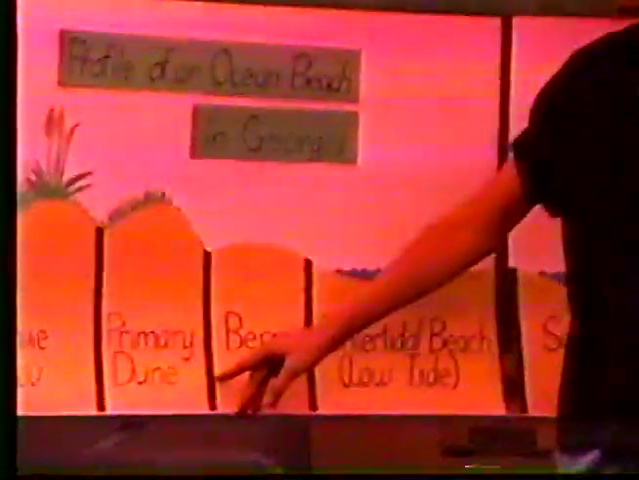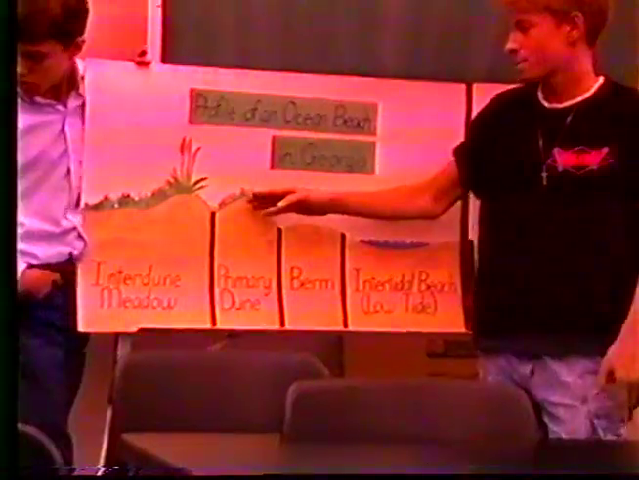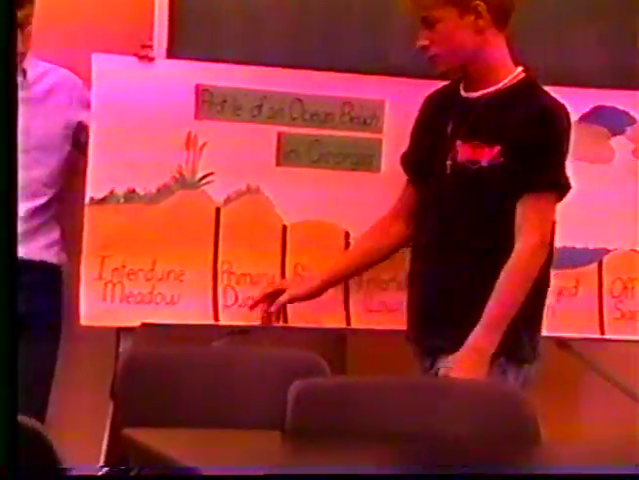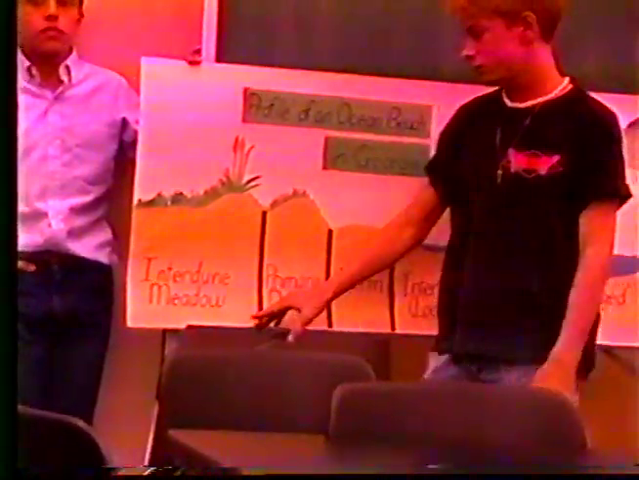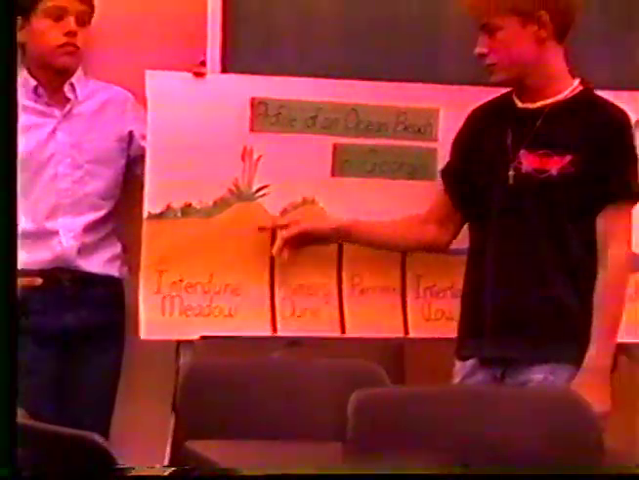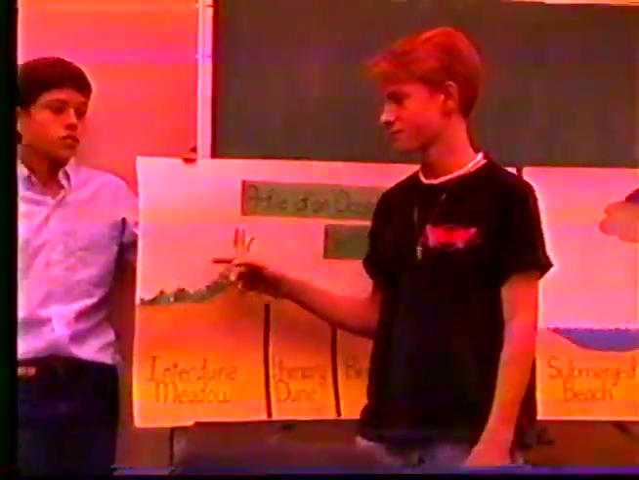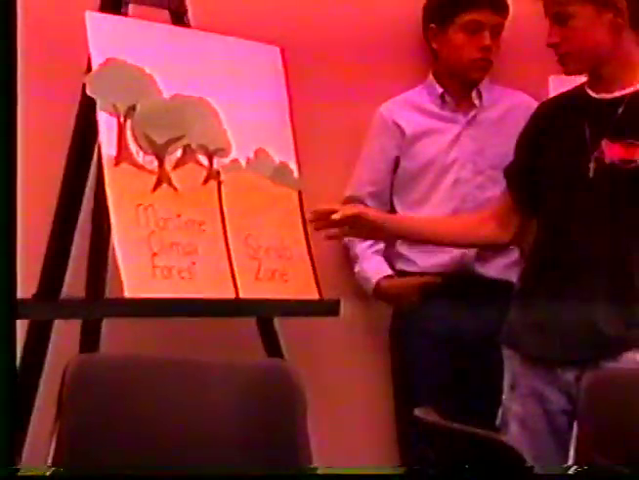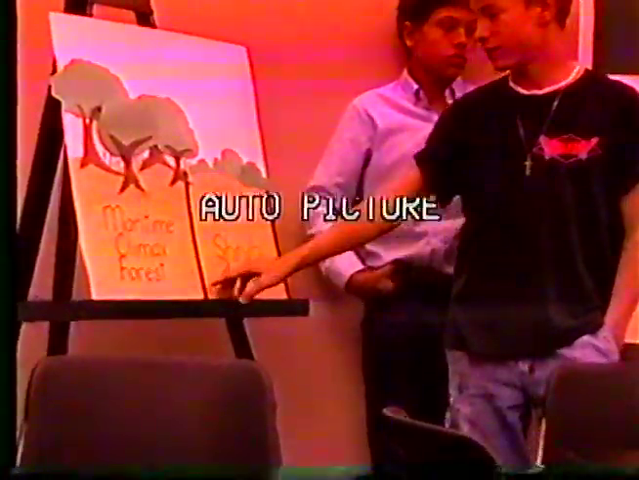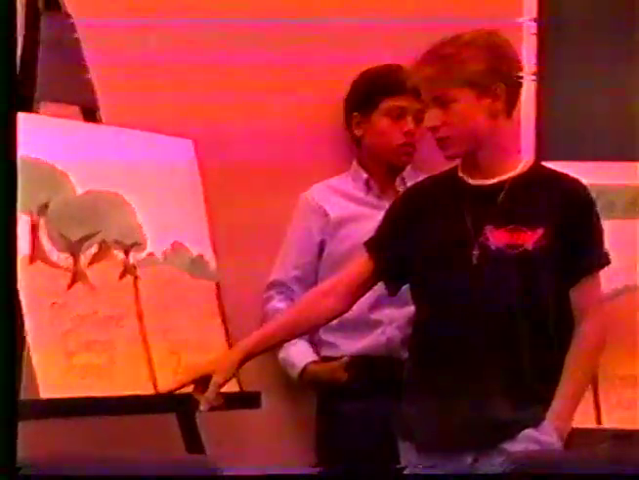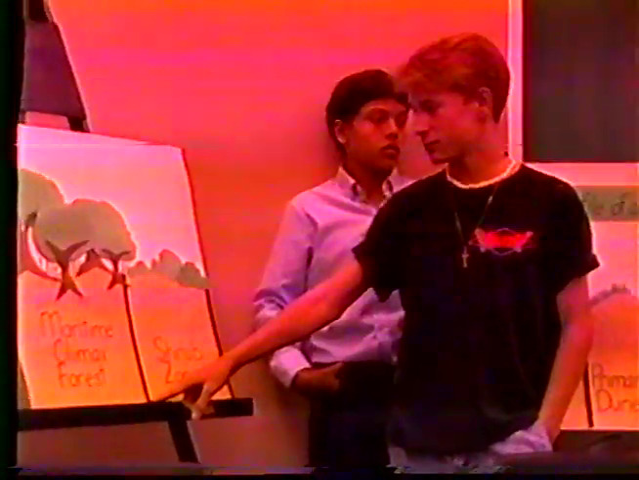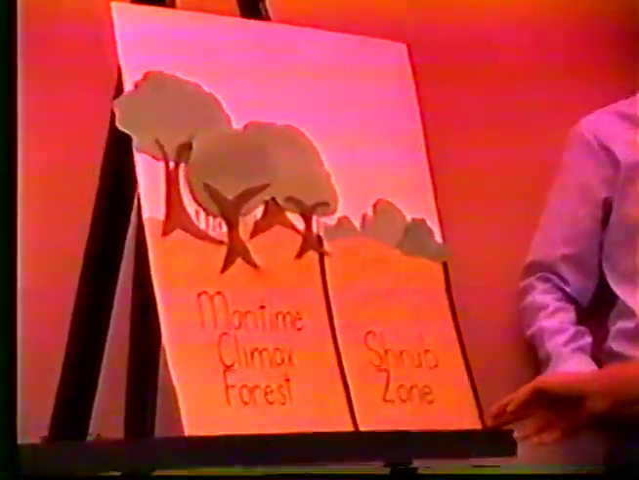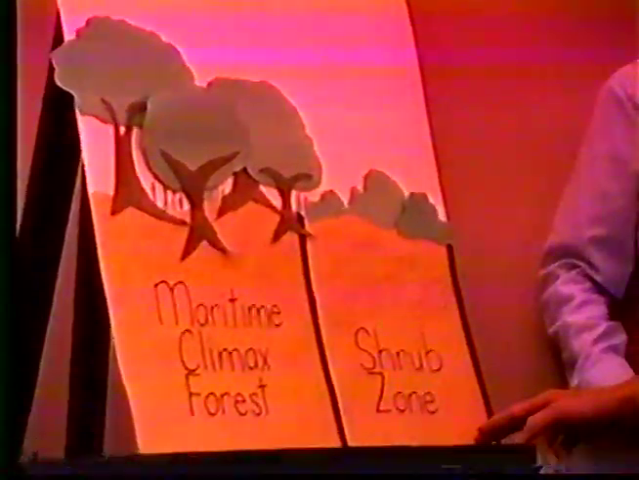But in the primary beach, you begin to find some plants. As you enter the middle, you find grasses and plants such as fields. At the scrub zone, you find grasses and shrubs. At the maritime forest, grasses and smaller trees. And in this area, you find homes to large animals and reptiles.